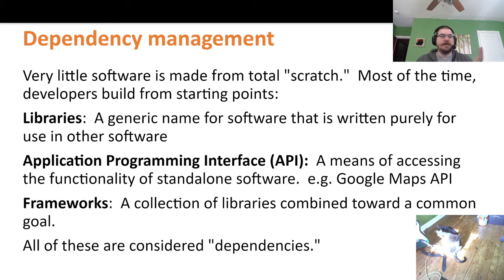So let's go over some definitions. You will actually hear all three of these used somewhat interchangeably by people because they're all describing very similar things. So it's kind of awkward to keep them really separated in your mind. Libraries is a generic name for software that's written purely for the consumption of other developers. It doesn't have a user interface. It only has a programming interface.